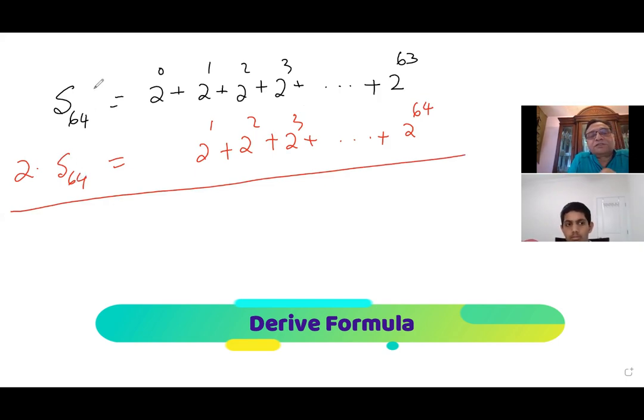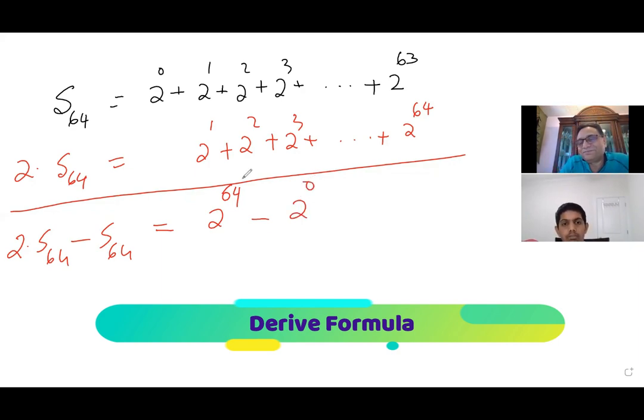Now you subtract from this the previous series. So we have 2 times the sum of 64 minus the sum of 64. When you subtract, all these middle terms cancel. You get 2 to the power of 64, because that is my first thing, minus 2 to the power of 0, correct? The left side is the sum of 64 terms, right? So this was twice the number, and we have our answer: 2 to the power of 64 minus 1.